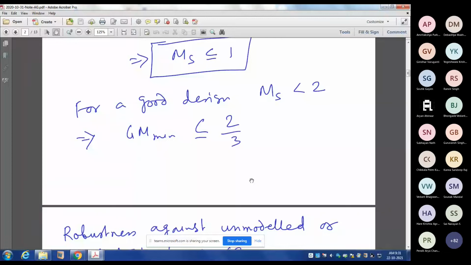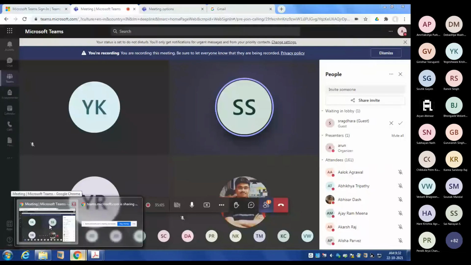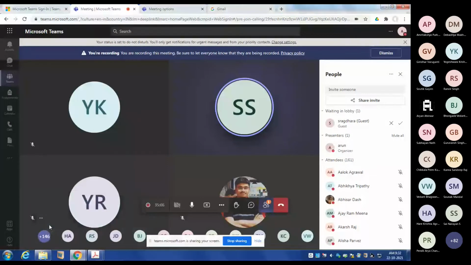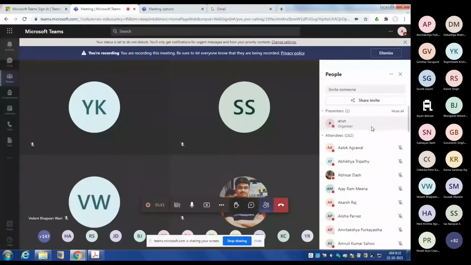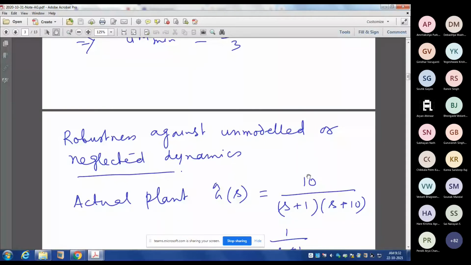Now we'll switch to... Hello, sir. Yes. Sir, actually Shraddhara ma'am is in the waiting lobby. She's not able to join. Okay. I have added her as a member, but why is she not joining as a member? Anyway, I have allowed her.